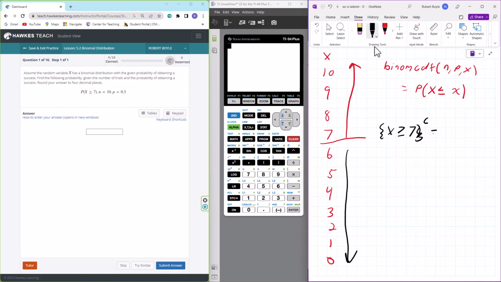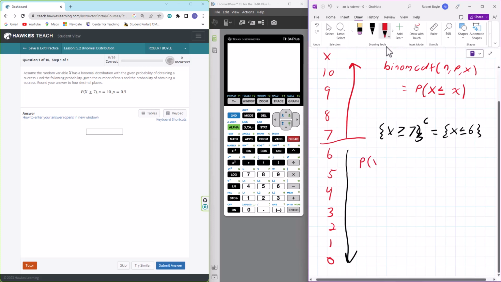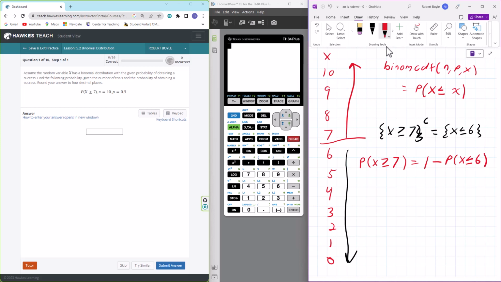And the complement of the set x being greater than or equal to 7 is going to be the event that x is less than or equal to 6. And based upon the complement rule, the probability that x is greater than or equal to 7 is going to be equal to 1 minus the probability that x is less than or equal to 6. Okay? This we can compute using binomial CDF. So let's go ahead and do that.